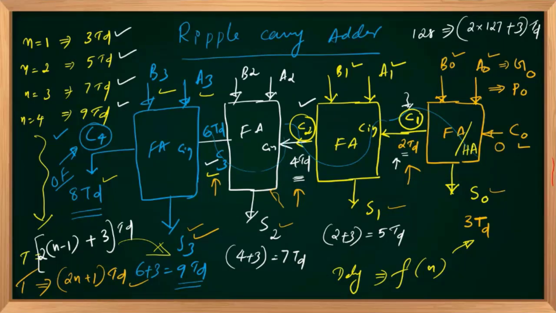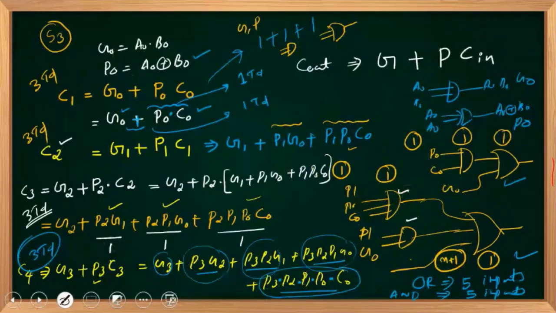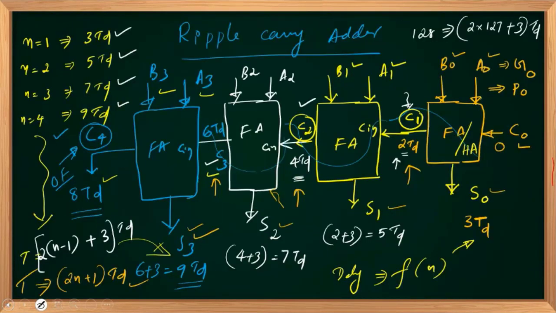George answers 6 time delays. Very good. All carry outputs are available after 3 time delays in my carry look ahead adder. All are 3 time delays. Look at this, 3 time delays, 3 time delays. Once C3 is available, C3 is my input to the final adder. Once C3 is available, everything is available.